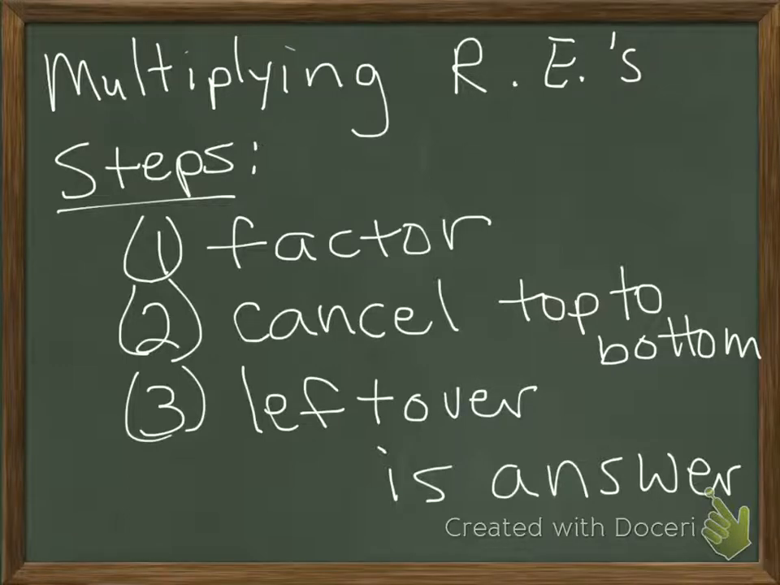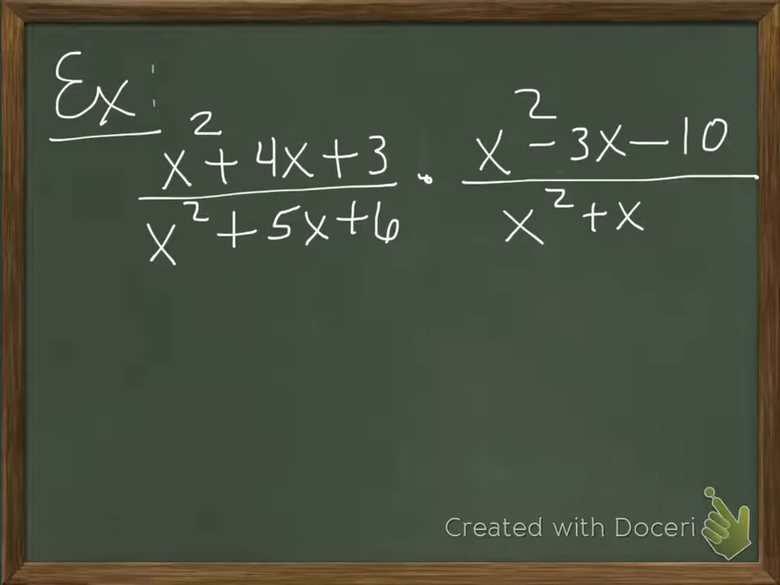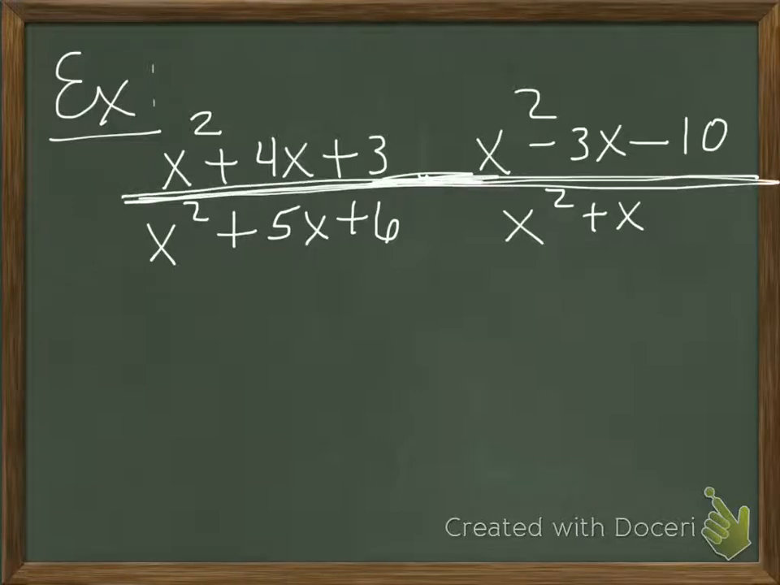The only difference is going to be that when you multiply rational expressions, there's going to be a little bit more to it. We're not just going to have one numerator and denominator, we're going to have two numerators and two denominators. So let's look at an example of how you multiply rational expressions. So for this one I have x squared plus 4x plus 3 divided by x squared plus 5x plus 6. I have x squared minus 3x minus 10, and it's divided by x squared plus x. Since I am multiplying and multiplication is straight across, I'm just going to connect this as if it's one big problem.